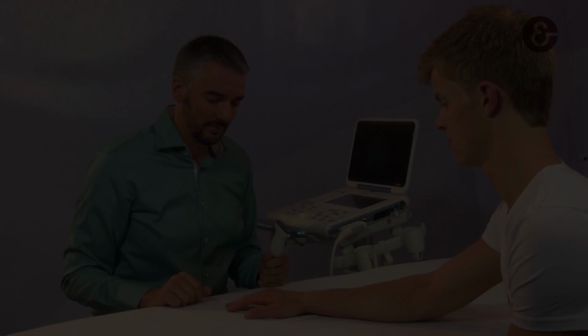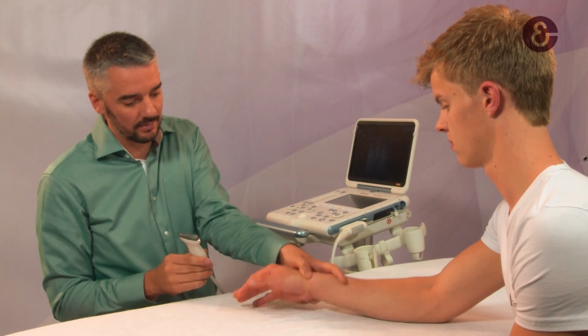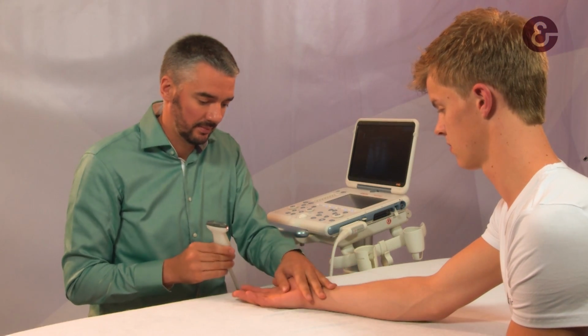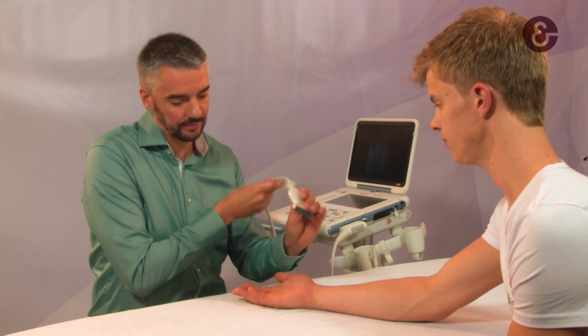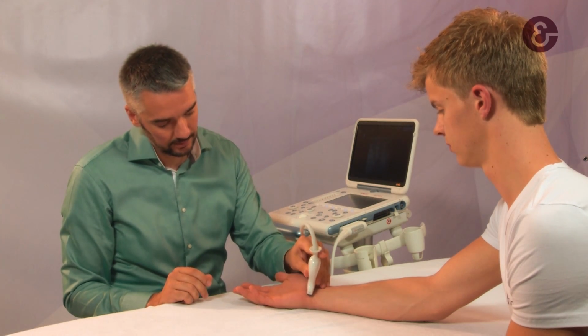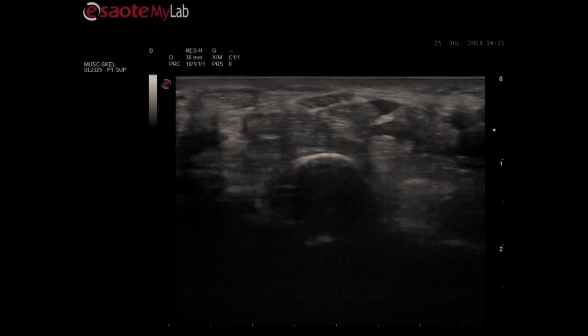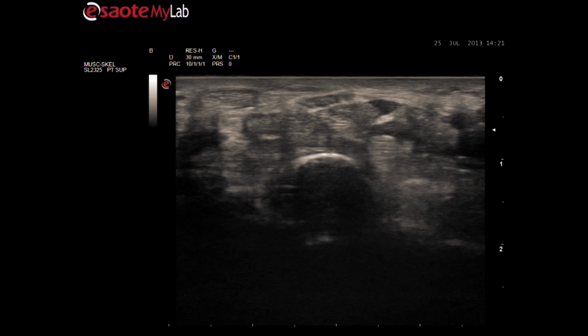Scanning the median nerve in the carpal tunnel can be useful when carpal tunnel syndrome is suspected. The median nerve is assessed on size, color, and mobility. In the middle of the screen, we can see a bright white line. This is the lunate bone. In the top of the screen, right above the lunate bone, we can see a darker oval structure with white connective tissue surrounding it. This is the median nerve.